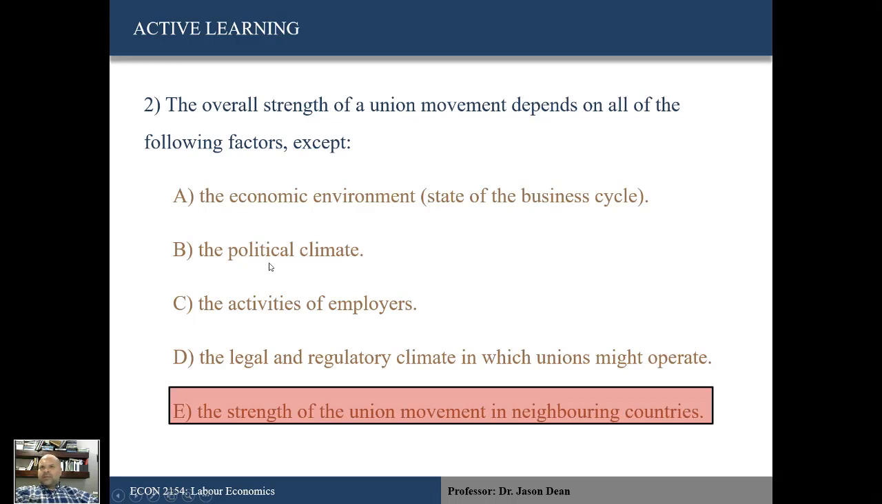The political climate, of course. So remember, unions have an incentive to lobby the government for various things like tariffs and other policies that would make the demand for labor curve more inelastic. So depending on the government that's in power, that could result in them being more or less successful in doing that. The activities of employers is also important. And of course, the legal and regulatory climate in which unions must operate. And then the last one is the strength of a union movement in neighboring countries. Well, this doesn't really have much of an effect on the union movement within a particular country.